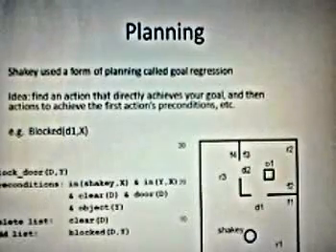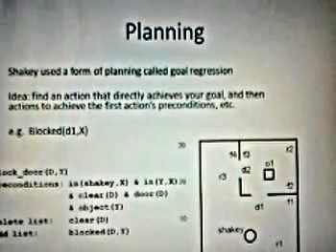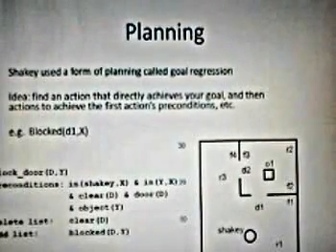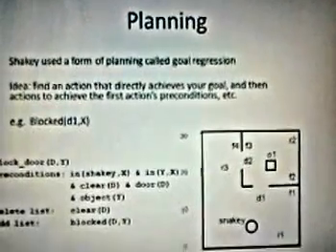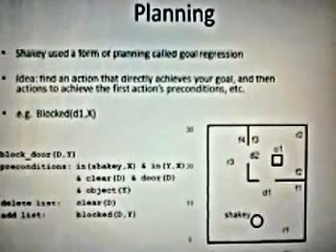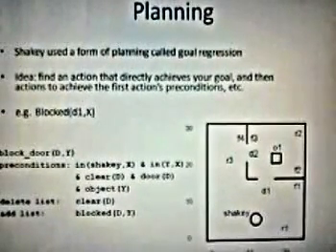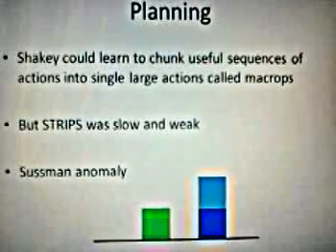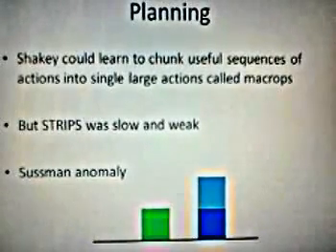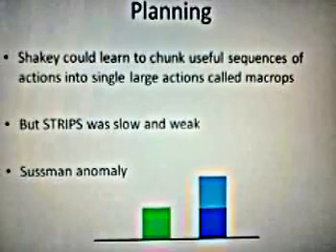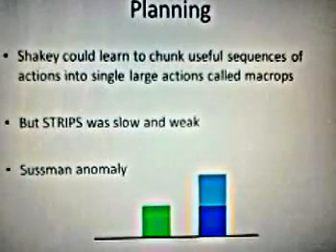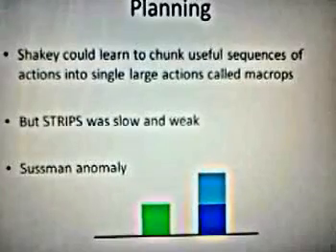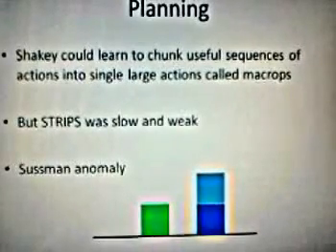There comes the planning, how the planning is done for the Shakey robot. The idea is to find an action that directly achieves your goal, and then actions to achieve the first action's precondition. Shakey could learn to chunk useful sequences of actions into single large actions called macrops, but STRIPS was slow and weak, and suffered from the Sussman anomaly.